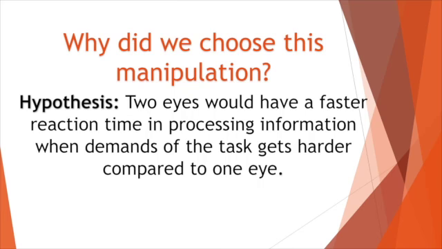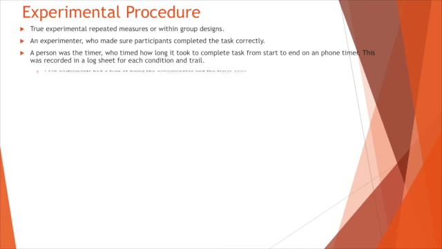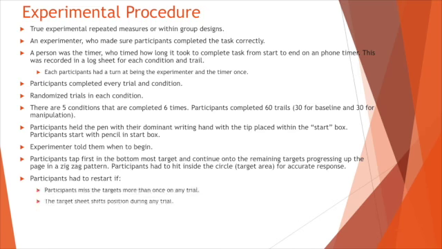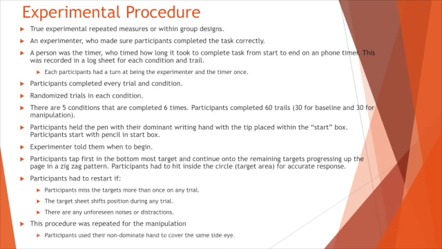The procedure was a true experimental, repeated measures or within-groups design, where the participants take part in every trial of the Fitts task. Prior to the commencement, the experimenter used a randomizer website to randomize the trials in each condition. The website generated an overall number of 30 randomized trials based on the 6 levels of difficulty, or conditions, across 5 trials to estimate the baseline measure. The same process was used to generate and estimate the manipulation measure. Overall, there were 60 trials in total.